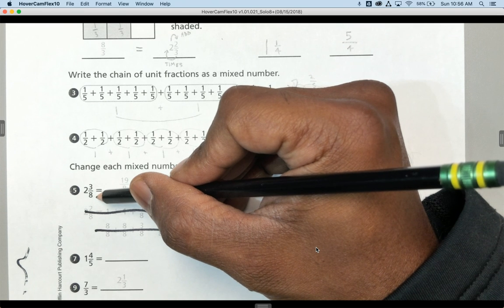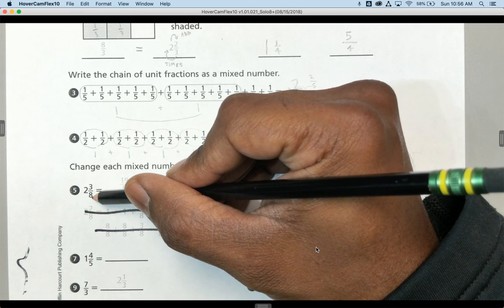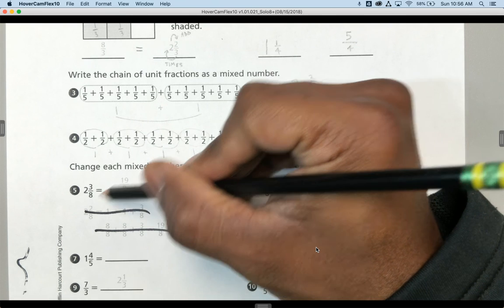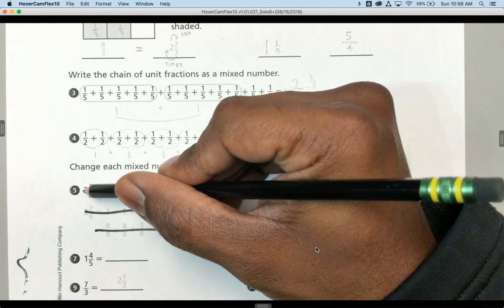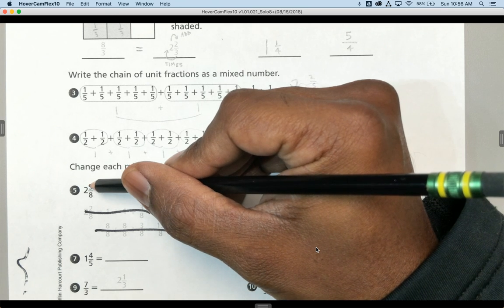We know the denominator 8 is going to remain an 8. We're going to take the denominator 8, multiply it by the big whole number 2. 8 times 2 is 16. Add what's on top. 16 plus 3 is 19.